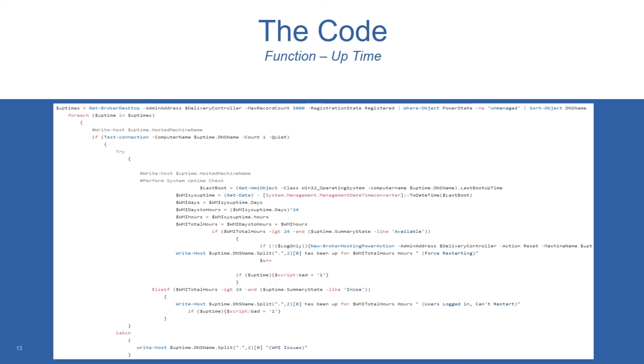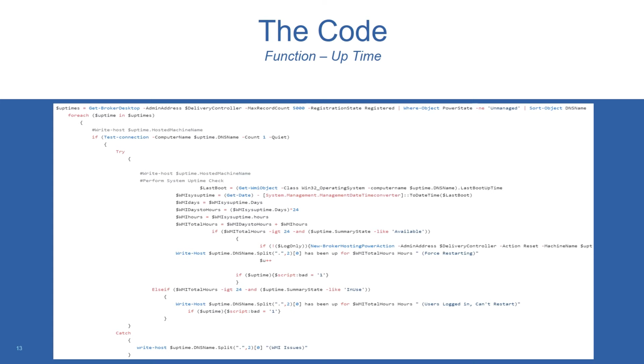We'll do a test connection to it. If we can do a test connection, good. If we can't, then there's other issues going on. But what we'll do is define some variables here in this block. Here's the time, so 24 hours. If you are up for over 24 hours, it will say I've been up for over 24 hours, and it's going to do a force restart if the summary state's available. If there's users on, well, then it will say it's in use and a user's logged in, so it can't restart. So basically, if it's up for over 24 hours and doesn't have a user on it, it will just issue the reset command.